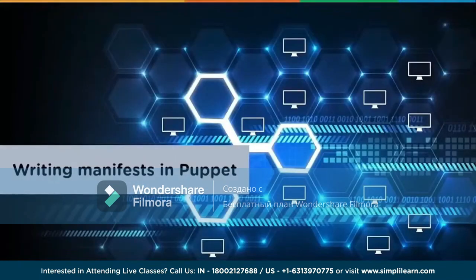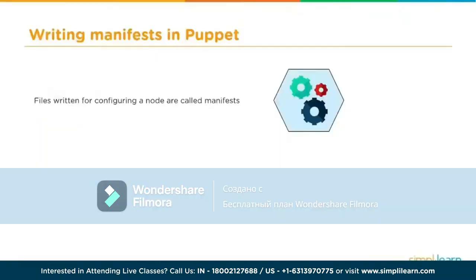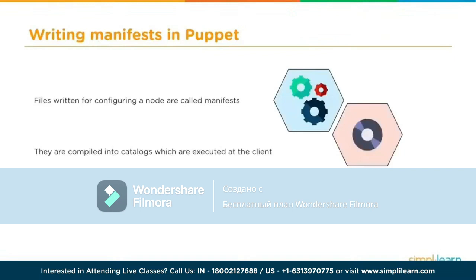So let's look at how you write a manifest in Puppet. So manifests are designed for writing out in code how you would configure a specific node in your server environment. The manifests are compiled into catalogs, which are then executed on the client. Each of the manifests are written in the language of Ruby with a .pp extension.